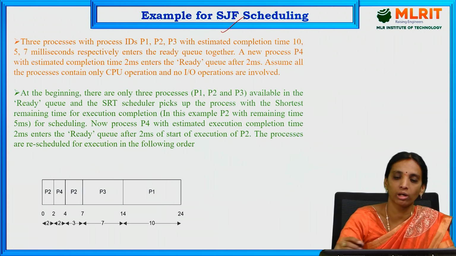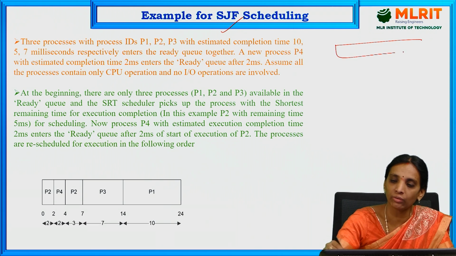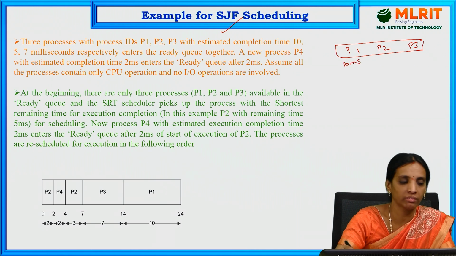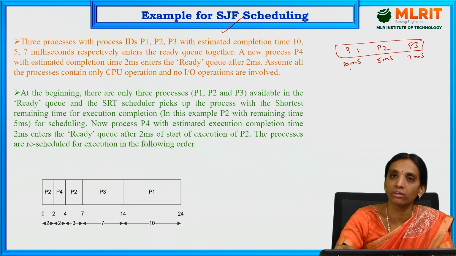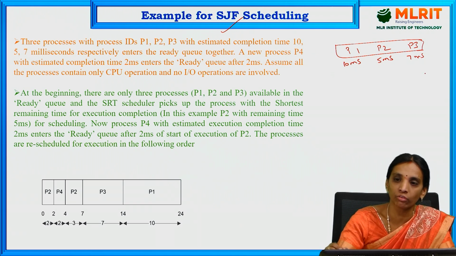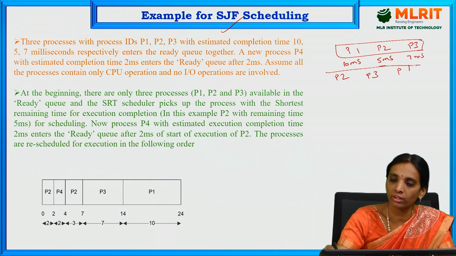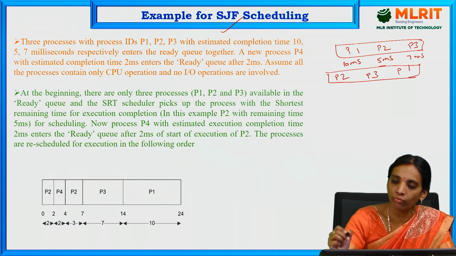Shortest job first algorithm means in the ready queue we initially have P1, P2, P3 with 10 milliseconds, 5 milliseconds and 7 milliseconds. First the scheduler will compare the execution times of all these processes, and P2 has the shortest execution time. So first P2 will go for execution, then P3 and then P1. So this is the ready queue for execution.